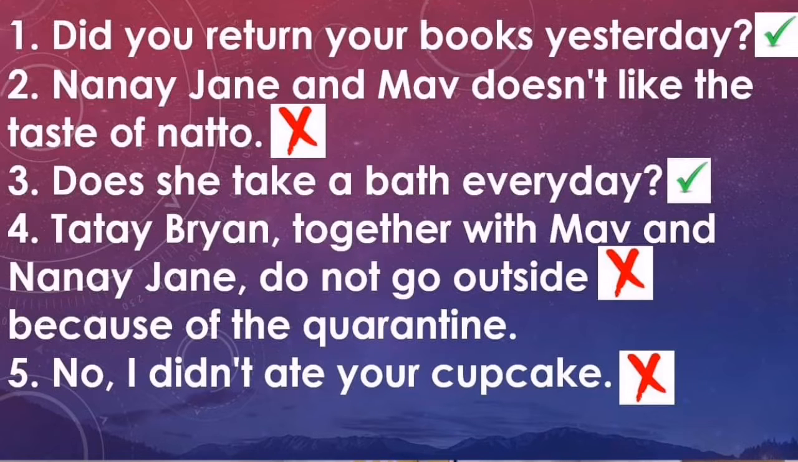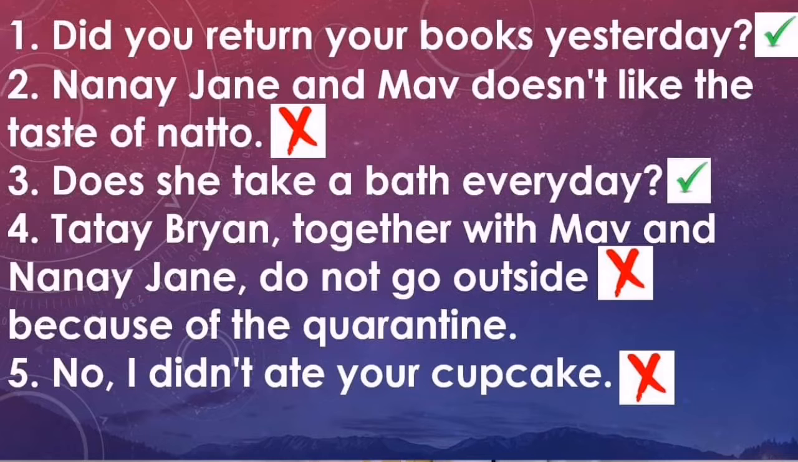Number 2, Nanay Jane and Mav doesn't like the taste of natto. Why is this wrong? Remember, our subject is Nanay Jane and Mav. That means the subject is plural. So, we should use don't instead of doesn't. Number 3, does she take a bath every day? This is correct because our verb is does take. Does she is singular, and take is in its base form.